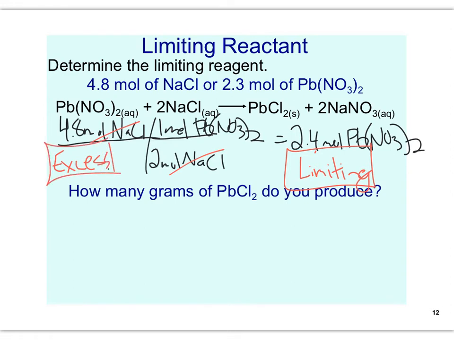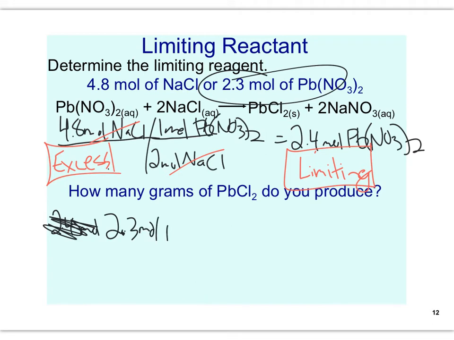And now to solve for this question, how many grams of lead chloride would you be able to produce? Since it is our lead(II) nitrate that is our limiting, that's what we have to start with because that's what's going to hold us back from producing more. So we're going to start with that 2.4 moles, I'm sorry, not 2.4, we only have 2.3. We're going to start with that 2.3 moles of lead(II) nitrate.